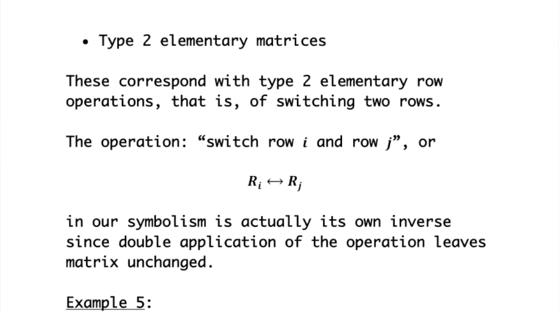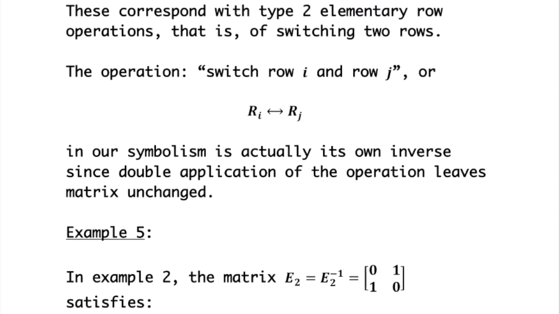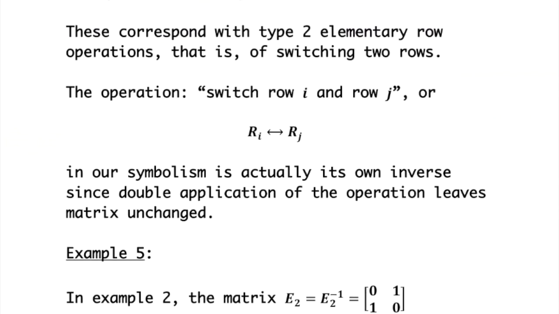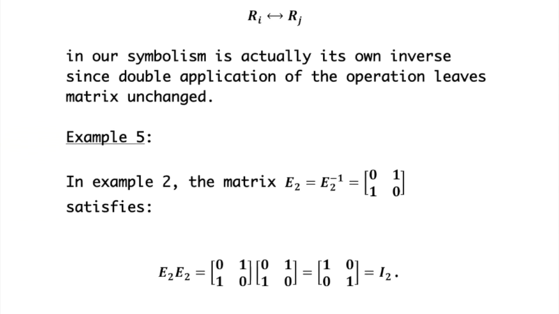Let's deal with type 2 elementary matrices, these corresponding to switching two rows. So suppose I have the operation where I want to switch row i and row j, and here's our symbolism for that we used. Actually, think about it here. This operation is its own inverse, because if I have a matrix and I switch two rows, and then I apply that operation again, I would switch them right back to where they were before. So that means every type 2 elementary matrix is in fact its own inverse.